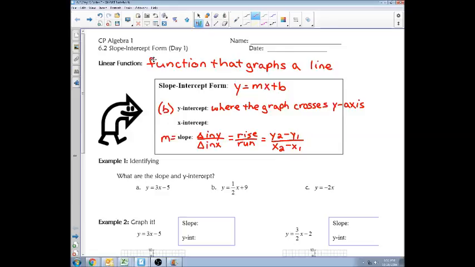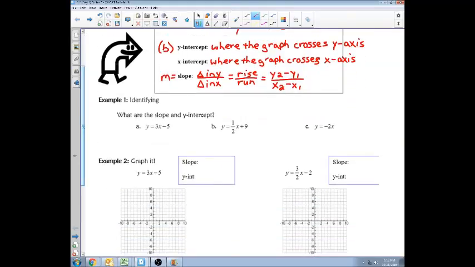Your x-intercept then is where the graph crosses the x-axis. Okay? So let's work on identifying these a little bit. Okay? What are the slope and y-intercept?